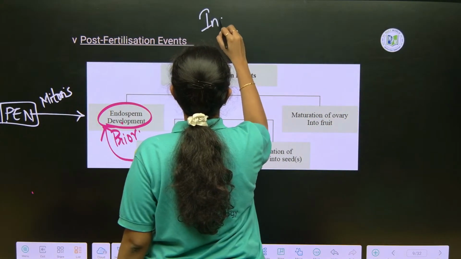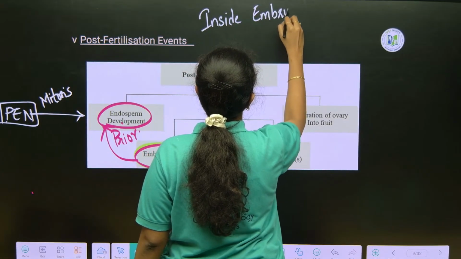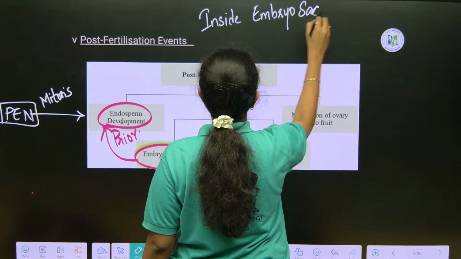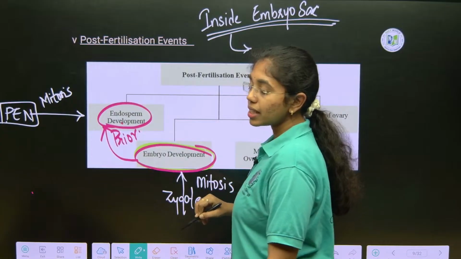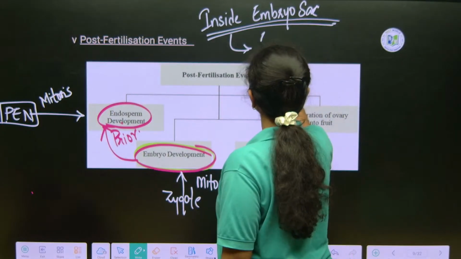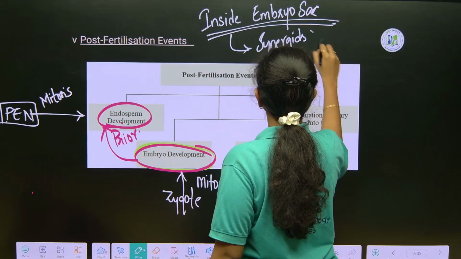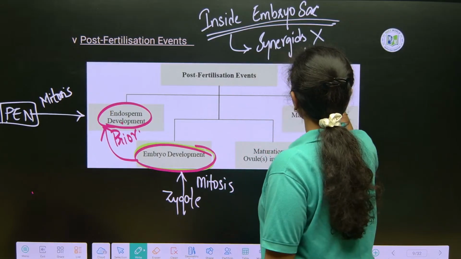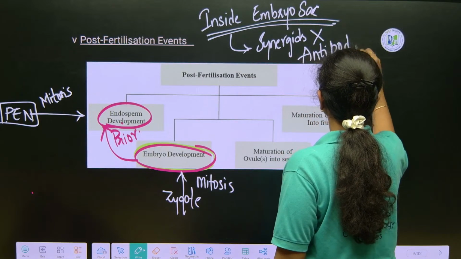Inside the embryo sac, what happens is these cells will be degenerated. Synergids, yes, synergids will be degenerated. Antipodals will be degenerated.